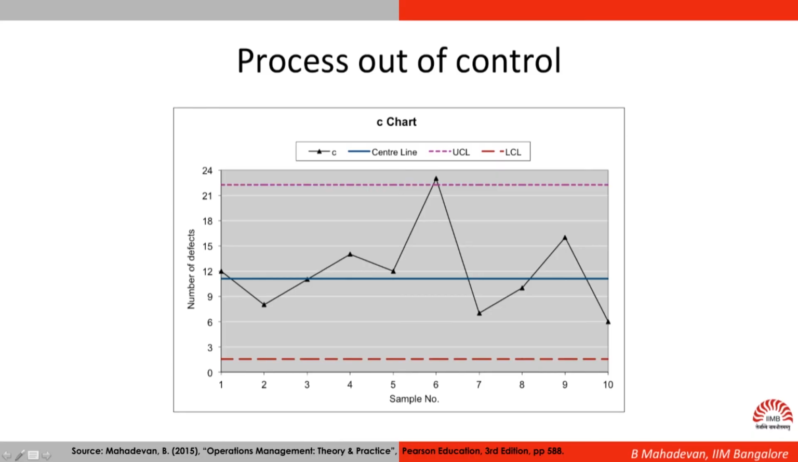So what you see here is a sample C chart, and once the lower control limit and the upper control limit have been established, the process center is also established, and the actual data have been plotted. What we notice is sample number 6 is an outlier. So clearly this indicates that perhaps the process is out of control.